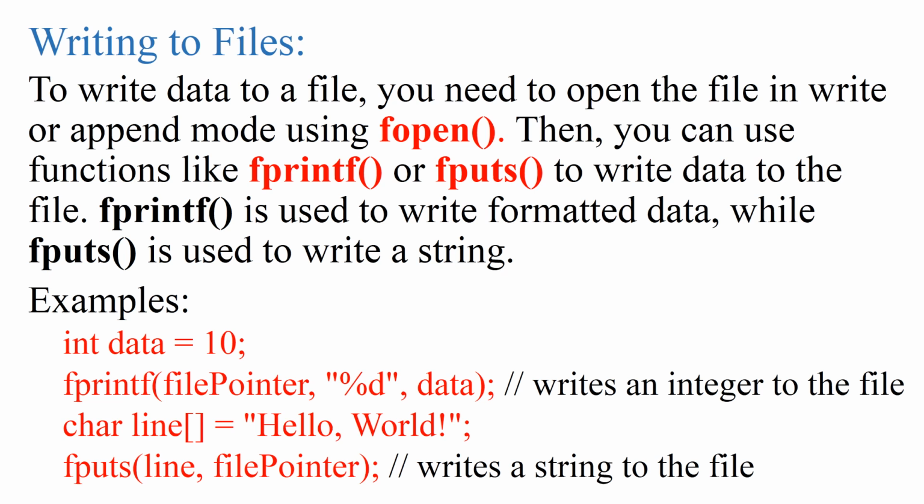In this case, %d represents an integer. The function writes the value of the variable data, which is 10, to the file in the specified format. The formatted data is written to the file associated with the file pointer at the current position of the file pointer. fputs is a function used to write a string to a file. It takes two arguments. The first one, the string to be written, and the second one is the file pointer. In this case, the string hello world is stored in the line character array. The function writes the contents of line, including the null terminator, to the file associated with the file pointer at the current position of the file pointer.